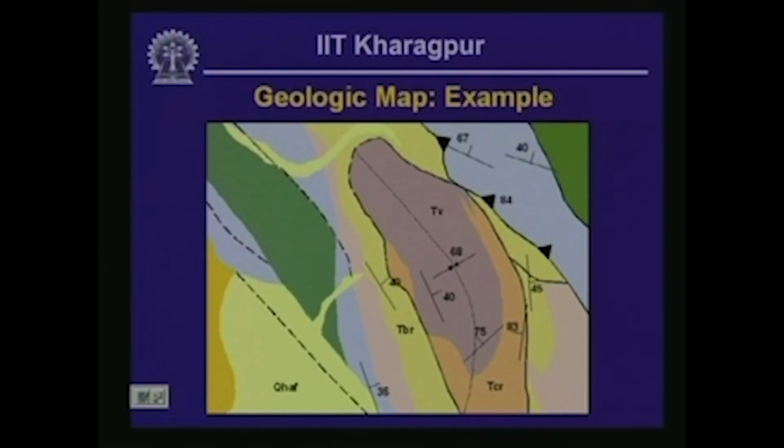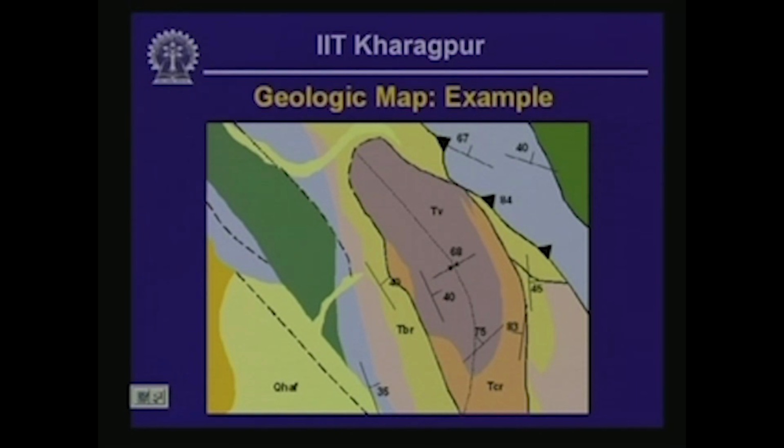Now, let us take an example of a geologic map in order to try to see what kind of features one might expect on a geologic map. These maps are normally available from existing archives of agencies like Geological Survey of India or United States Geological Survey, or it can be prepared by an engineering geologist in house for the use of a particular project. Now, let us see an example of a geologic map.